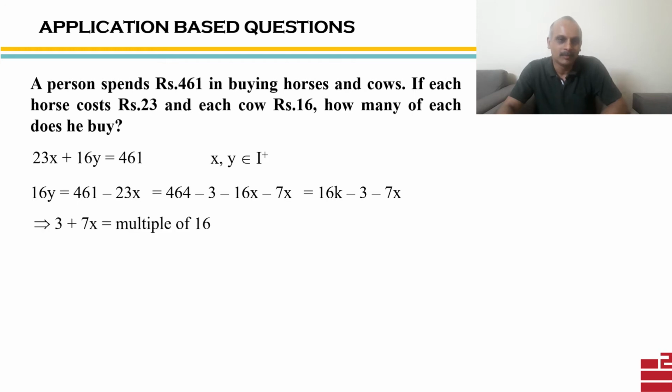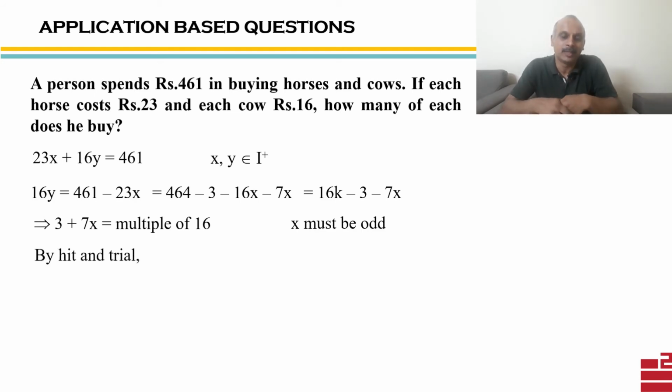And now what do I see? 3 plus 7x should be a multiple of 16, so that the equation remains valid, because the left hand side is a multiple of 16, so the right hand side should also be a multiple of 16. Now at this stage I might use some hit and trial. I also realize that if 3 plus 7x is to be a multiple of 16, x must be odd. Why? Because if x is an even number, then 7x plus 3 will be an odd number, and that can't be a multiple of 16. So x must necessarily be odd. So let's start with x as 1, then 3, then 5 and so on.